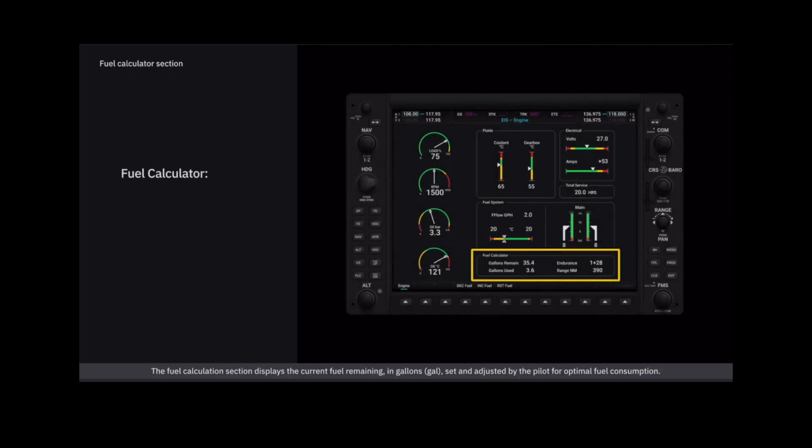The fuel calculation section displays the current fuel remaining, in gallons, set and adjusted by the pilot for optimal fuel consumption. The gallons used displays the quantity of fuel used based on the selected fuel flow. The endurance displays the flight time remaining in hours and minutes, based on the calculation of the remaining fuel quantity. The fuel calculation section also displays the aircraft range in nautical miles, based on the calculation of the remaining fuel quantity.